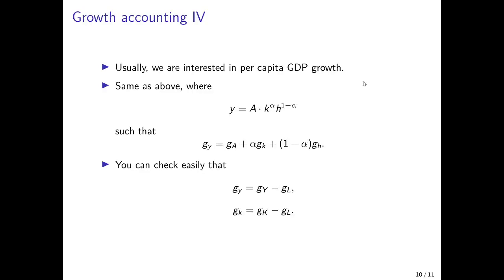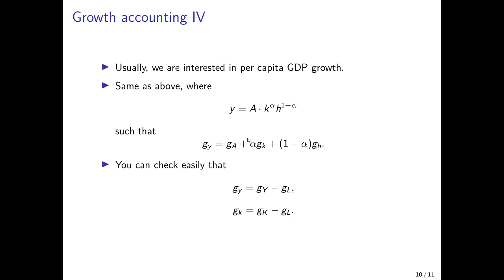Usually we are interested in GDP per capita growth and not in aggregate output growth, but there the method doesn't change. So we just work with lowercase y, so per capita GDP, which would be, according to our formulation, productivity times physical capital per worker to the power of alpha, and human capital per worker, which is average human capital, to the power of 1 minus alpha.